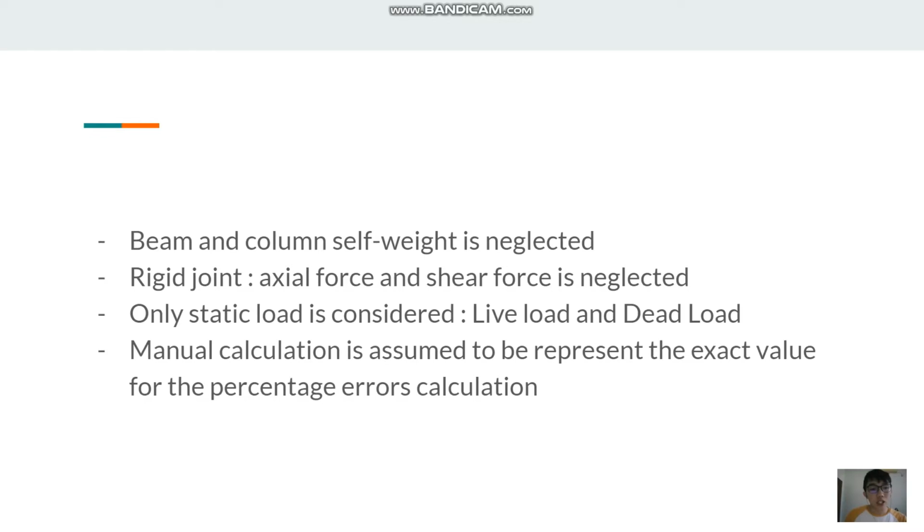Second, the rigid joint. All the joints are assumed to be rigid, where the axial force and shear force are neglected since they are very small. Third, only static loads are considered, which consist of live load and dead load. Dynamic loads such as wind load and earthquake load are not included in our analysis.